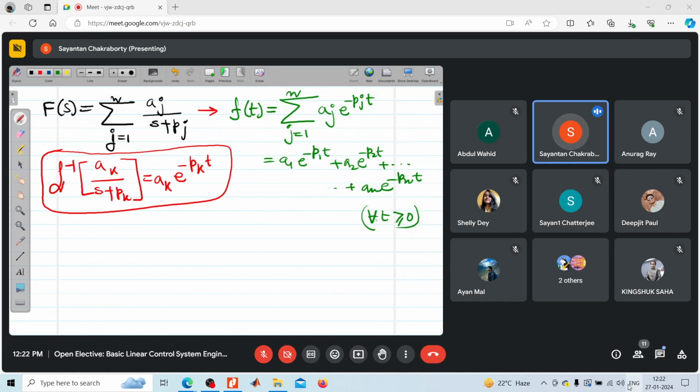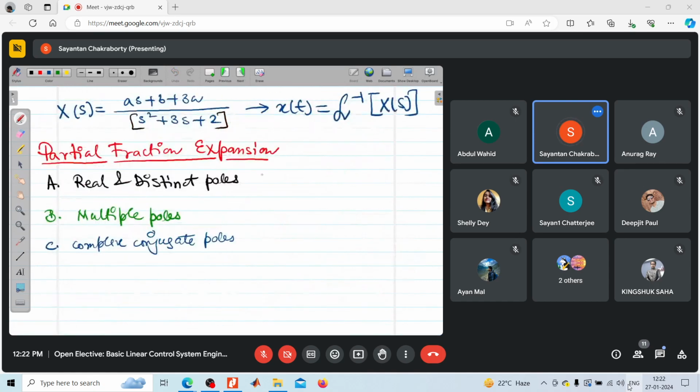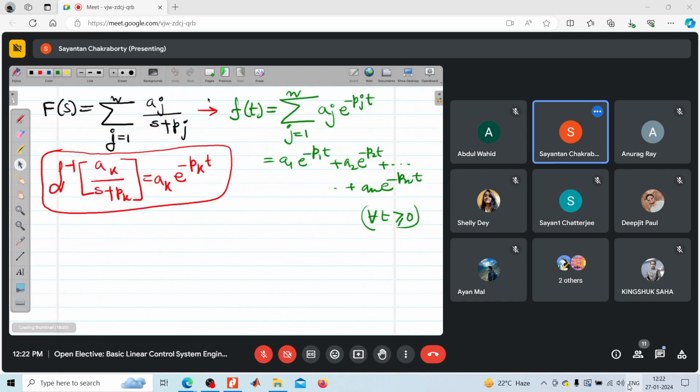So coming back to the example that we have been discussing, then you obtain the corresponding partial fraction expansion. What will be the corresponding partial fraction expansion for this?